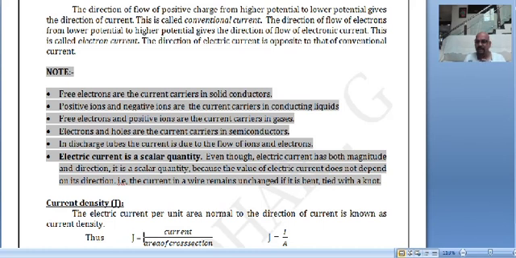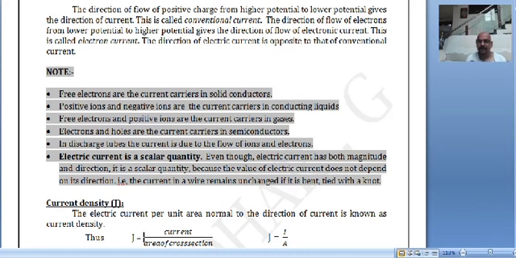And see that electric current is a scalar quantity. Even though current has both magnitude and direction, it is scalar because the value of electric current does not depend on its direction. If the wire is bent, the same current flows. If the wire is in the form of a square, the same current flows. Or you can change that into a circular shape, the same current flows. So it doesn't depend on the direction. So that is current. Remember that. Next one, current density.